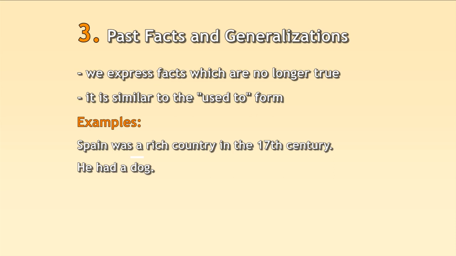When expressing past facts and generalizations, we express facts which are no longer true, and these situations are quite similar to the used to form. I used to play, we used to live in Munich, and so on. These examples show it very nicely.